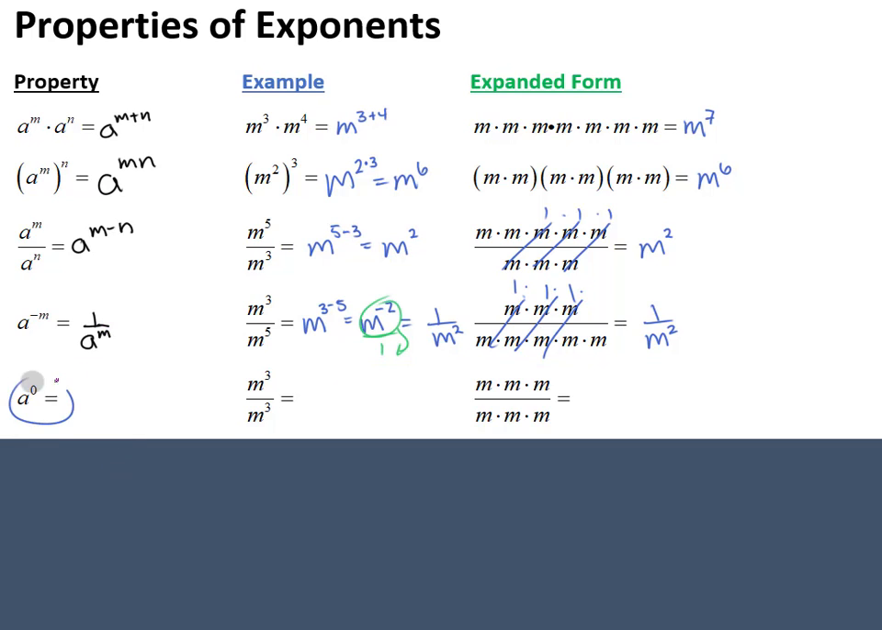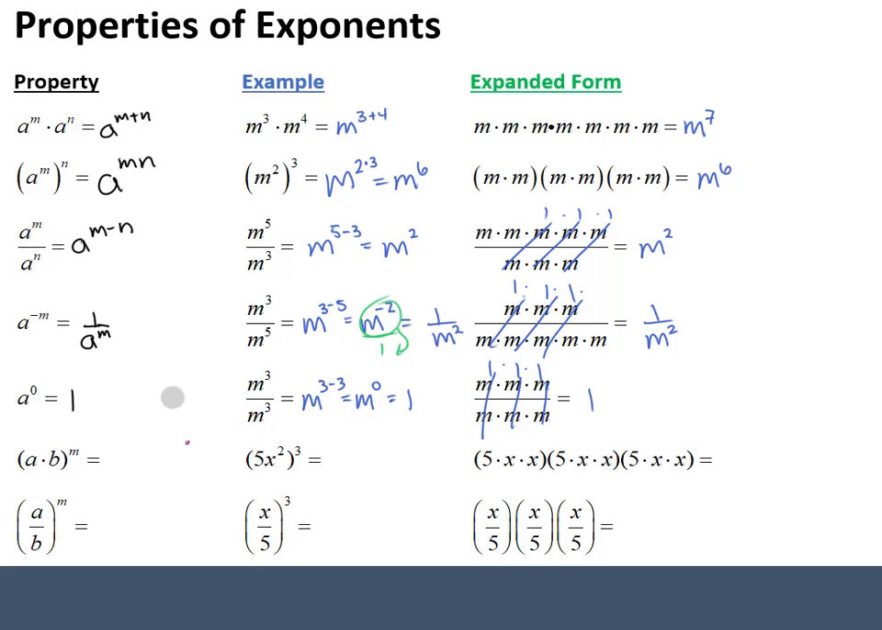Anything to the 0 power, some of you might have this memorized, but here's why. Let's say you have m to the 3rd divided by m to the 3rd. Well, from our expanded form, we know these all reduce to 1, so we end up with just 1. So again, if we use the subtraction property that we learned earlier, 3 minus 3 would be m to the 0. But of course, we can tell from our expanded form that this has to equal 1. So from this, we can derive that anything to the 0 power is equal to 1.